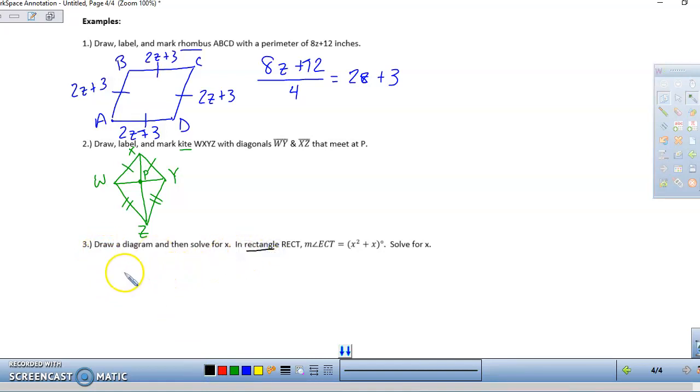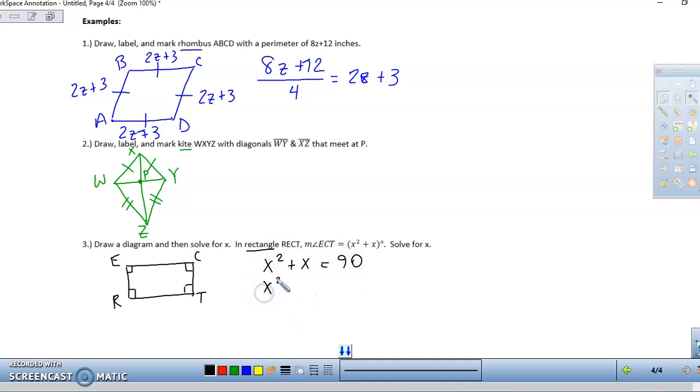Okay, rectangle. So we're going to draw the rectangle. And again, for right now, by definition, all we know is it's a quadrilateral with 4 right angles. So this would be the correct marking on the diagram. And then you have E, C, and T. What you're given here is the measure of angle ECT, which would have to be equal to 90 degrees as a right angle. So then I can set up my equation, x squared plus x is equal to 90.